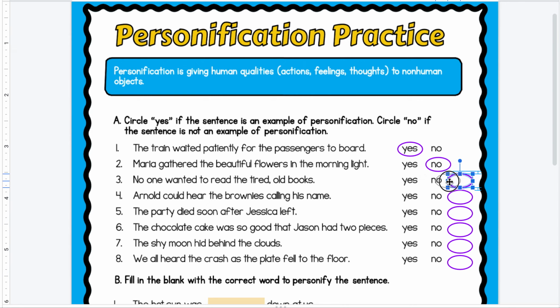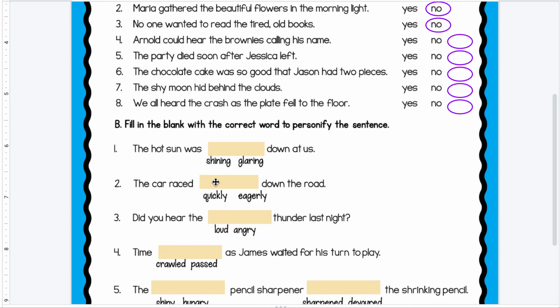Okay, and you're going to do this for the rest of the assignment. You're going to complete the rest of these. Then you're just going to choose the correct one. Which one would make the most sense? The hot sun was shining down at us, or the hot sun was glaring at us. Both of them make sense, but which one of these words can a person do? A person can most definitely glare, but they can't really shine. So I would come in here and I would type glaring. Okay, and you'd finish this one to finish the personification.